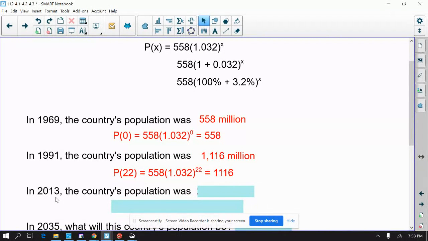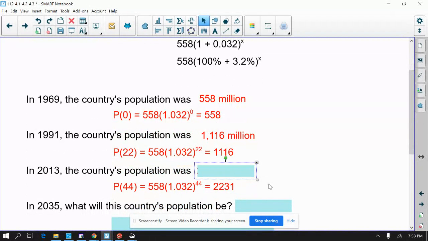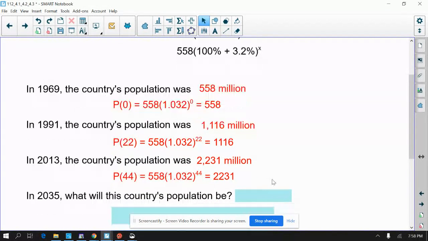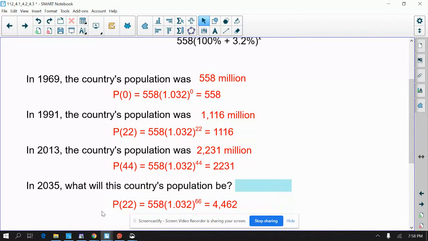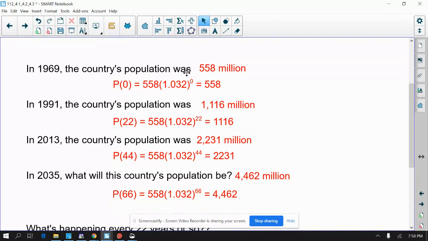In 2013, what would the x value be? Remember, x is 0 in 1969. In 2013, it is 44. So notice we're jumping up every 22 years. When x is 44, the population is 2,231 million. And 22 years later, which would be 2035, and whoops, I forgot to change that to 66, the population is 4,462 million.